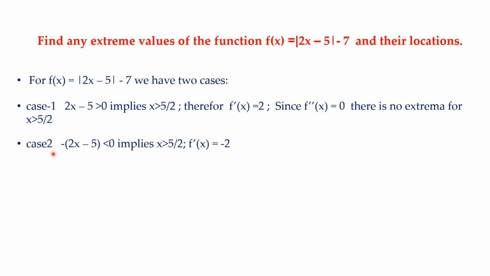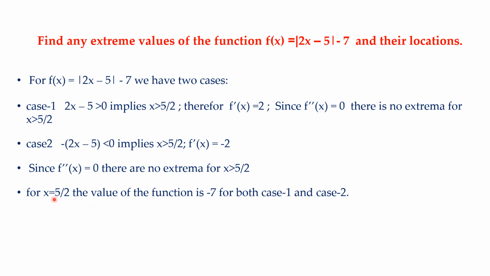Let's take a look at the second case. The second case is we take the negative side. So it will be negative of, between parentheses, 2x minus 5, which should be less than 0, implying x less than 5 divided by 2, and the first derivative will give us negative 2. Now if we do the second derivative, we get 0. So there is no extrema away from x equal to 5 divided by 2 in both cases.